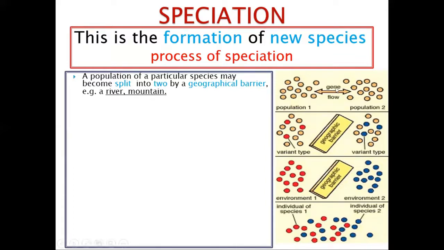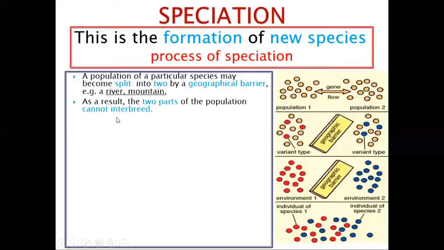So the population can be separated. We are saying that it can be split into two by a geographical barrier. A geographical barrier could be a river or a mountain. It could even be a box, depending on which kind of species you are talking about. It must be a barrier which is separating them. If it is in the environment, then it could be an environmental barrier. If it is in a lab, like with bacteria, it can be just a small box. So it depends on how big the species is.